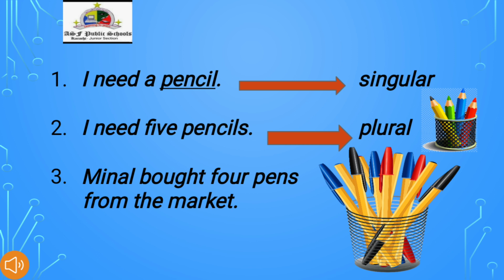Let's take some more examples of a countable noun adding s or es. Minal bought 4 pens from the market. Here the noun pens is plural in number. Pens can be counted, so pens are countable nouns.